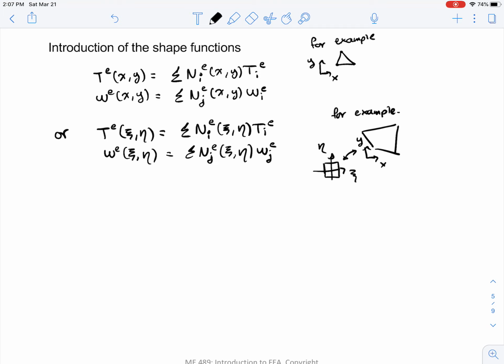Let me just change this to J. It doesn't matter, it's just notation, but I want to use different indices for the temperature and for the weighting function. So that's how we define the interpolations in 2D. And then the book actually changes the notation a little bit and introduces matrix notation, which simplifies the computations, especially if you want to code it. But it's the same thing.